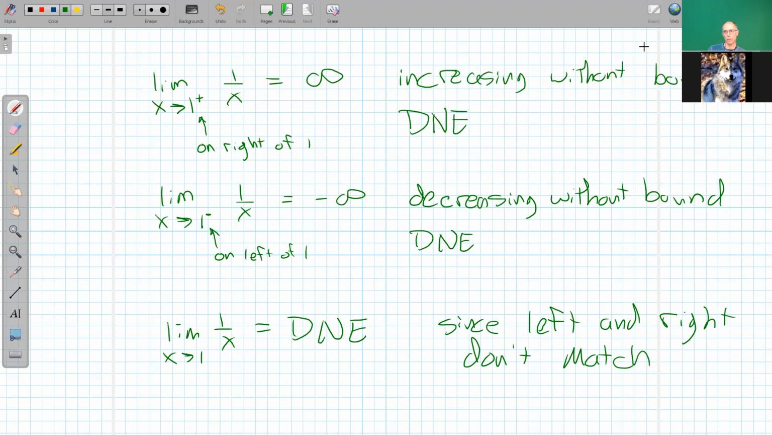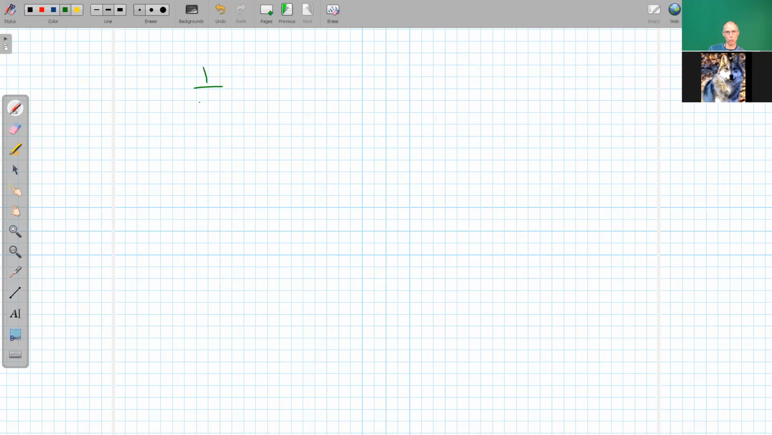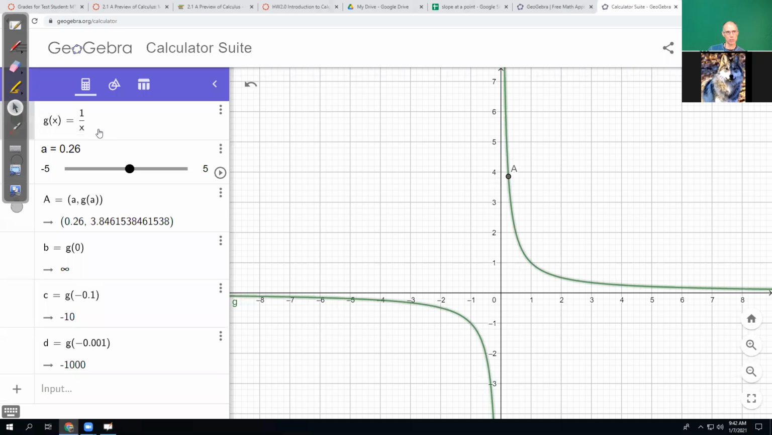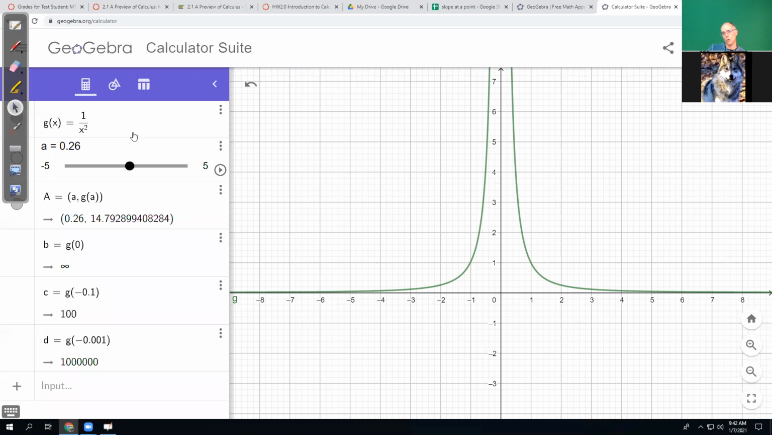So with the other function I was looking at, 1 over x squared, let's take a look at its graph to see what happens. So I'm just going to put a square in the bottom here. Notice now, it doesn't matter which side I'm on of x equals 0, the y values are heading up on each side. So over here, again, I have some negative values. X equals negative 1, I get 100. X equals negative 0.001, I get 1,000,000. That doesn't look right. Oh, it's squaring. Yeah, so that is right.